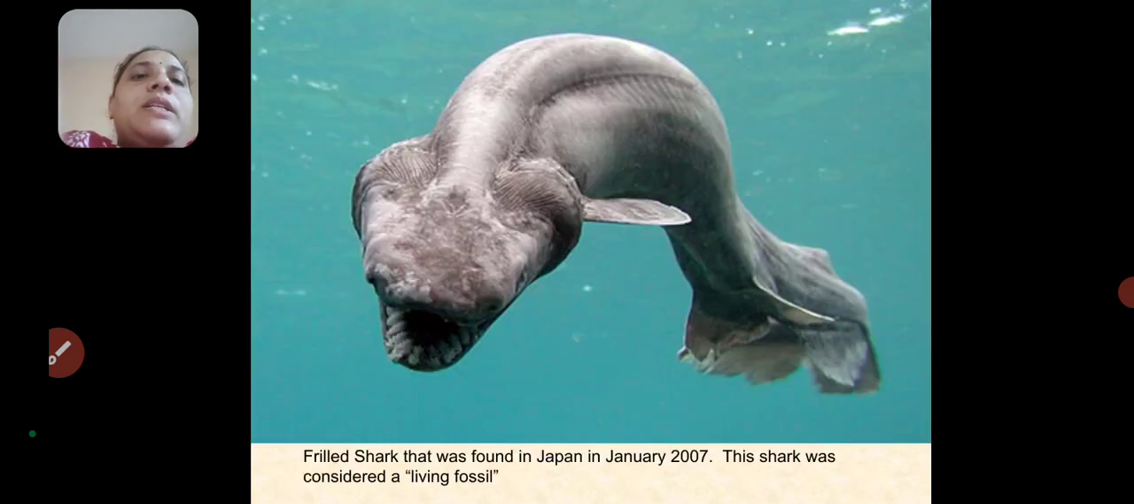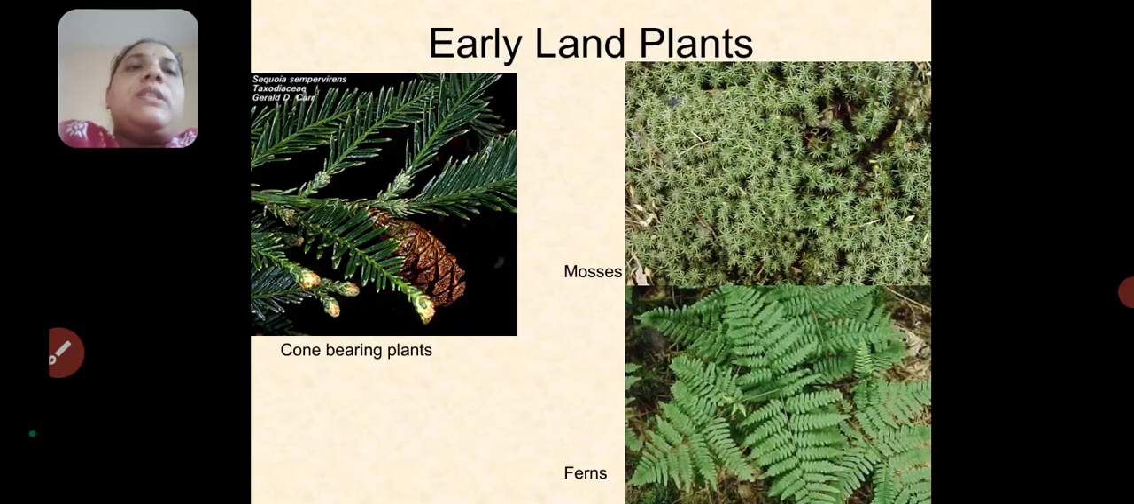So this is the shark found in Japan in January 2007. This shark was considered a living fossil. This is a living fossil found in Japan in January 2007.